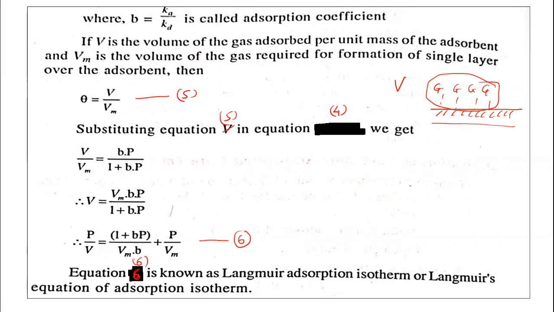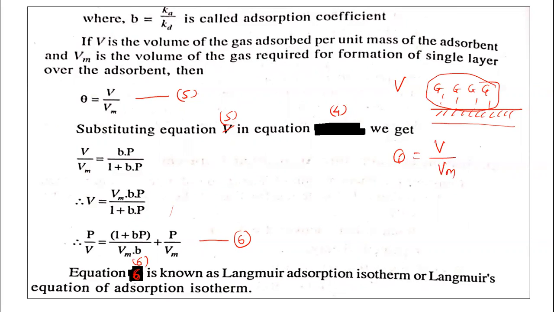How can we calculate theta here? Theta is equal to V upon Vm, where V is the volume of the gas adsorbed, because theta is the fraction of the surface covered by the gaseous molecule. So how can we calculate that fraction? Vm is the volume of the gas required for the formation of the single layer to cover all the surface. Out of that, V gets adsorbed.